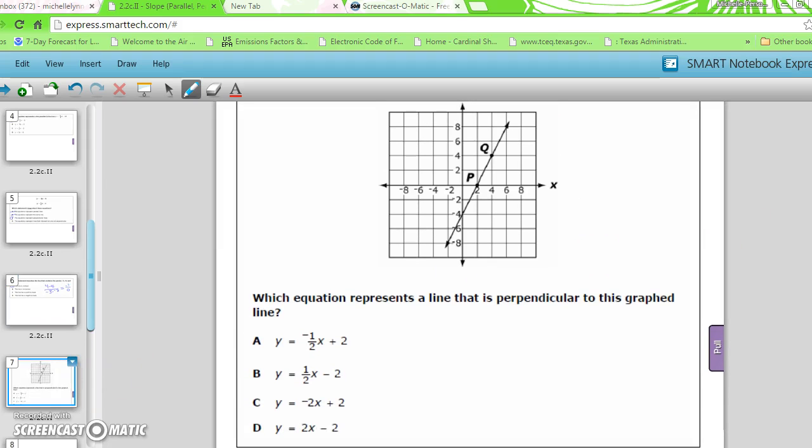So here's a graph. It says, which equation represents a line that is perpendicular to this one? So the first thing we need to do is find the slope of this line. So how many boxes do we go up and how many do we go over? Rise over run. We go up 2 boxes and over 1. So our slope is 2 over 1, and this is a positive line. So perpendicular, we would flip it and change the sign. So flip it over becomes 1 over 2. It was positive, now it's negative. So which line looks like that? And it's A.